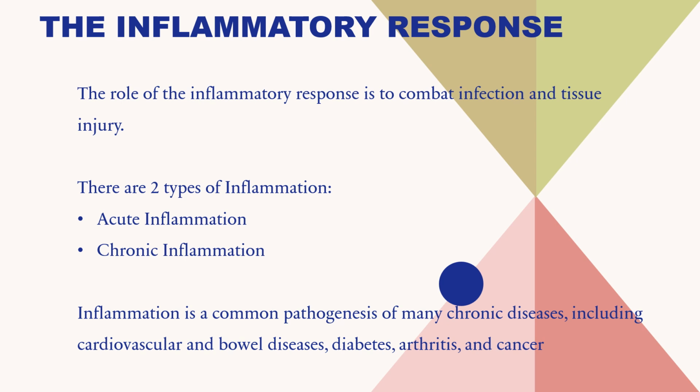There are two types of inflammation: acute inflammation, which is the short-term response of the body to adverse stimuli, or chronic inflammation, which is an inflammatory reaction that lasts for months or years. The aim of chronic inflammation is to limit and remove the agent which cannot be removed by the acute inflammation response. Inflammation is a common pathogenesis of many chronic diseases, such as cardiovascular and bowel diseases, diabetes, arthritis, and cancer.